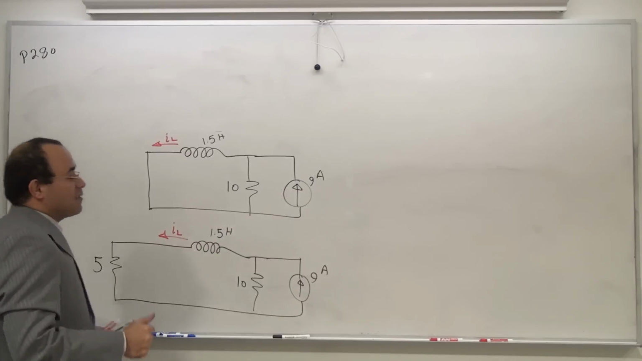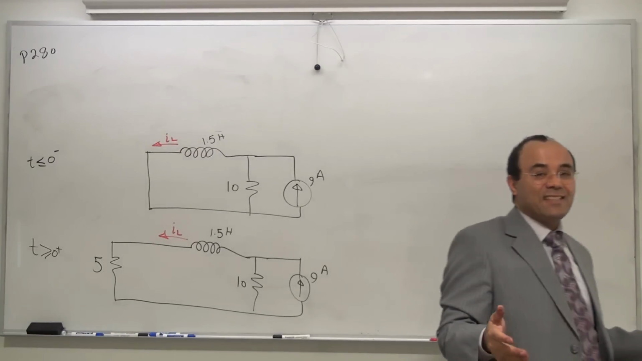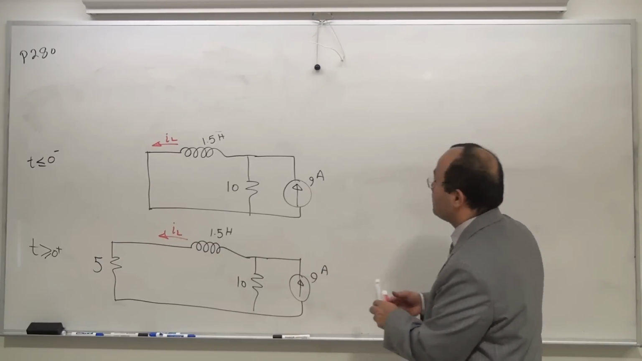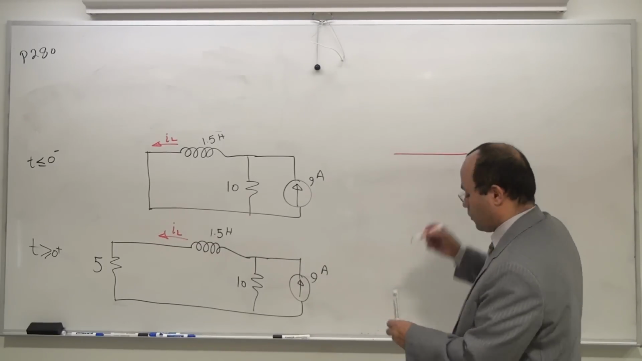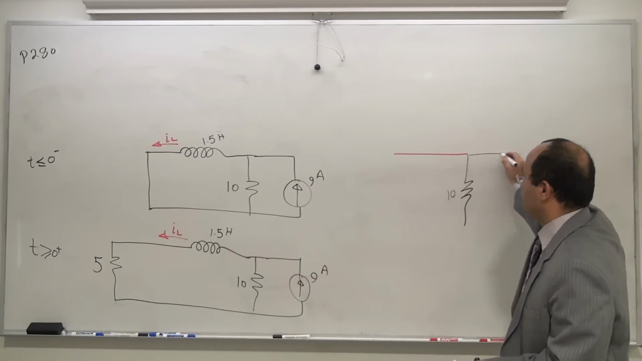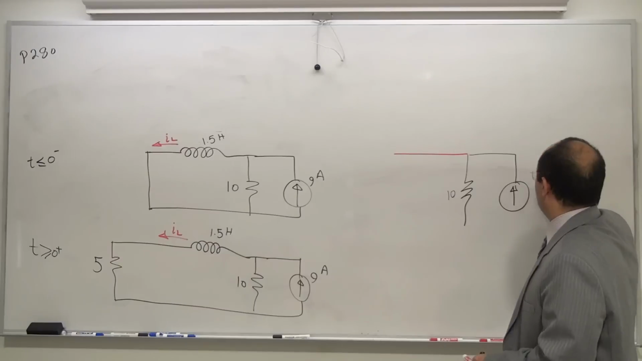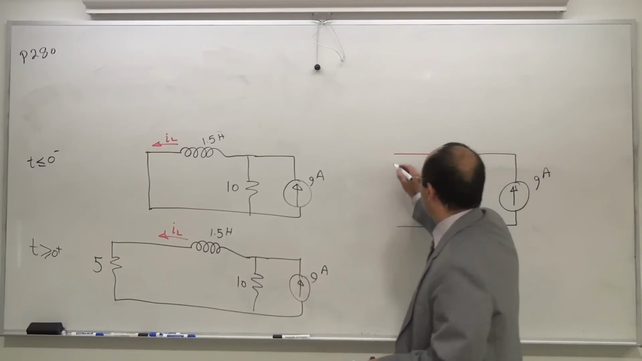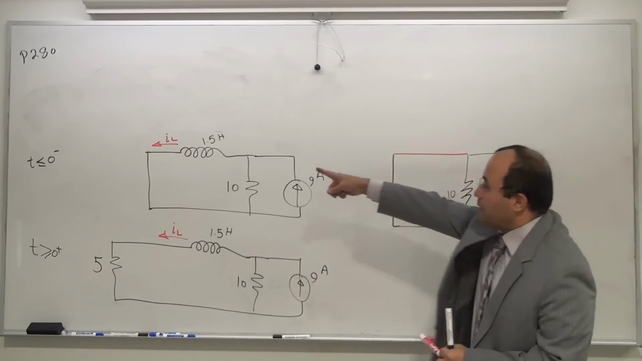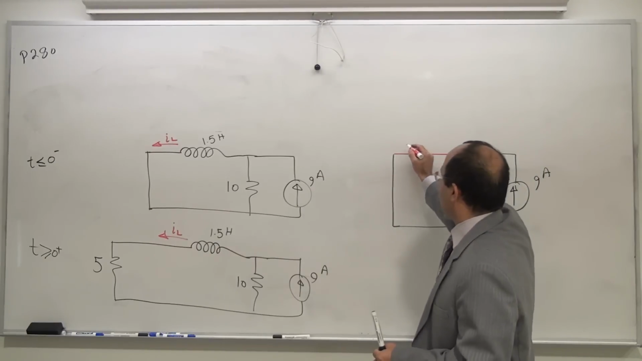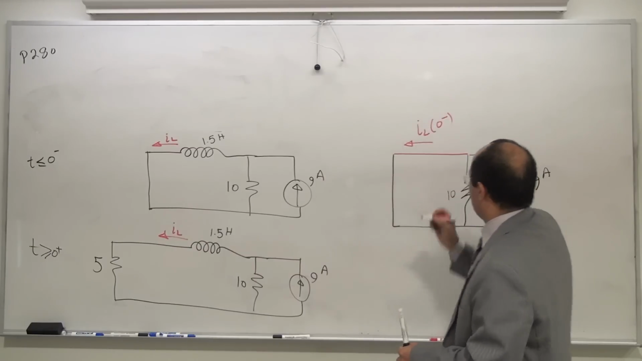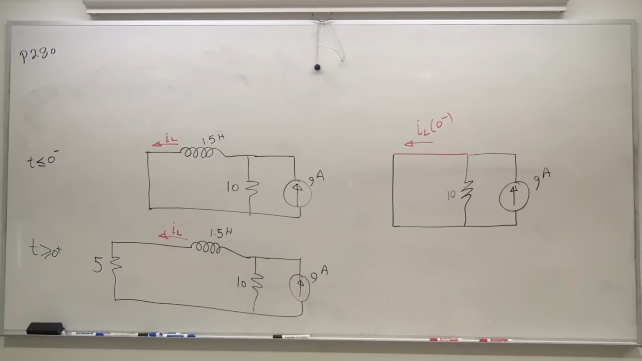So before I go and actually talk about the inductor, this shorting of 5 ohm means 5 ohm doesn't exist. That's the first thing. The second thing is this. I said this system has been there for a long time. So when I say for a long time, this inductor is going to act like a short line. That's going to be my 10 ohm, 9 amp. That's it. What am I trying to find? Keep consistency. This IL consistency. IL of 0 minus. That's what I'm trying to find.